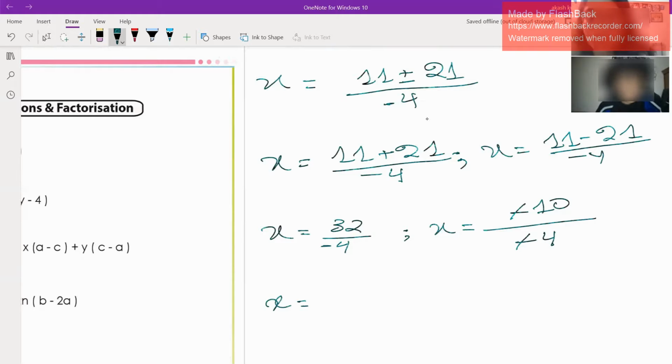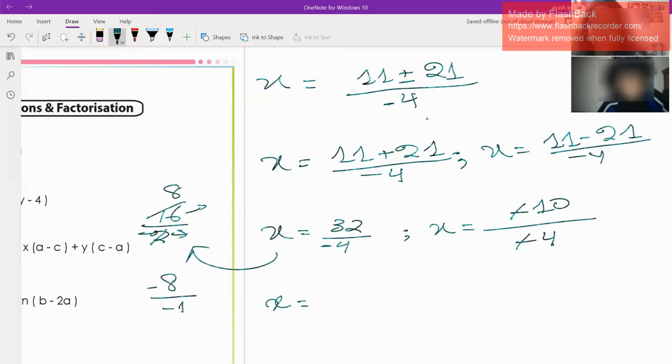Do you want to try it out? What would it be? 16 over 2? Okay, let's write here. It's 16 over minus 2, right? Both are even numbers still. Can we further simplify it? 2 goes into 16 by 8 times, so it will be minus 8 only.